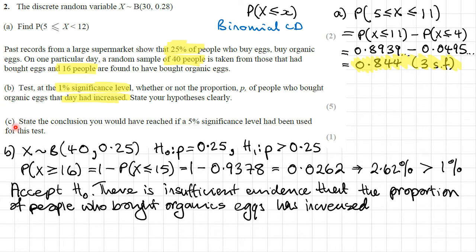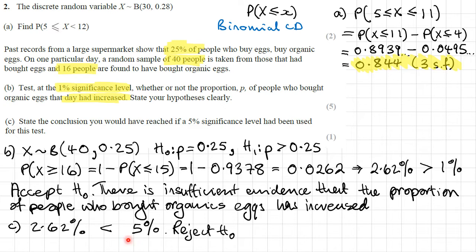And then part C, it says state the conclusion you would have reached if a 5% significance level had been used. Now it says state, so we don't need to do any calculation. Now let's have a look. Our calculation was 2.62%, and if we had used a significance level of 5%, our calculated probability is less than the significance level. So it's like saying that H0 is unlikely. In this case, we would have rejected H0.